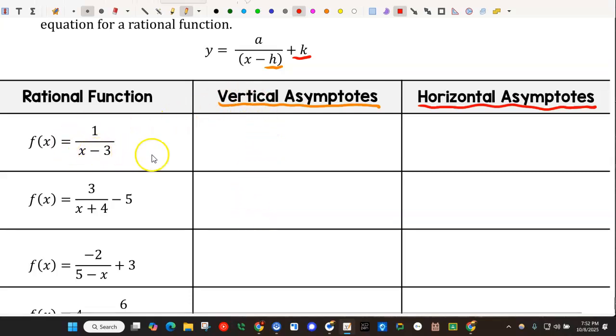So if we have this right here, and have a minus 3, that's going to make a vertical asymptote of positive 3. And if there's no number here, just think of it as 0. So our horizontal is going to be 0.